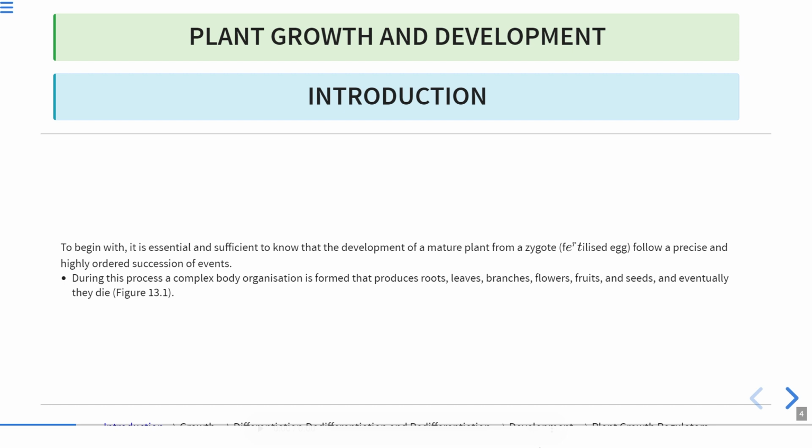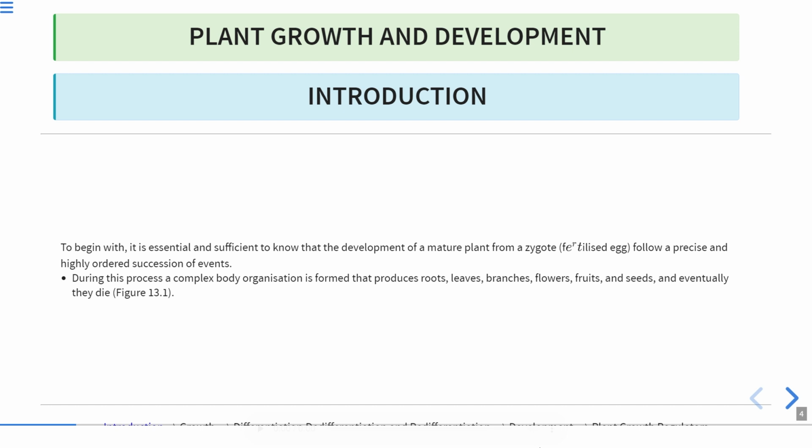So how has the body of the plant been organized, how have they formed the roots, the leaves, the branches, fruits, flowers and seeds, and eventually they die, right? They follow a very ordered succession of events. First of all, the seeds germinate. The seedling gets established in the soil.